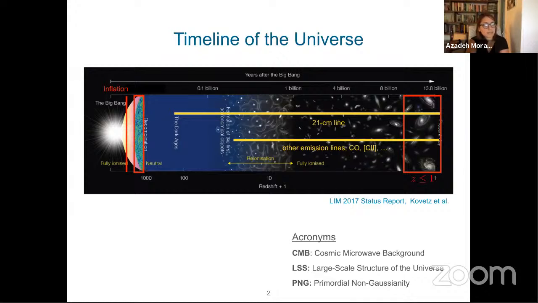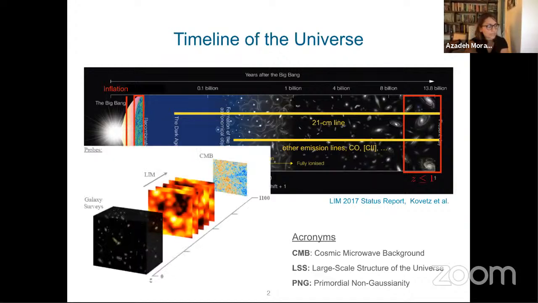And in between, in addition to individual sources, we can also probe the large-scale structure by observing fluctuations in the intensity of emission lines. The most familiar one is probably the 21 centimeter line. In your group, of course, a significant amount of work has been carried out on cosmology with intensity mapping of the 21 centimeter line, or HI intensity mapping. But that's not all. There are also other emission lines, like rotational lines of carbon monoxide or ionized carbon, which you can use to probe the large-scale structure.